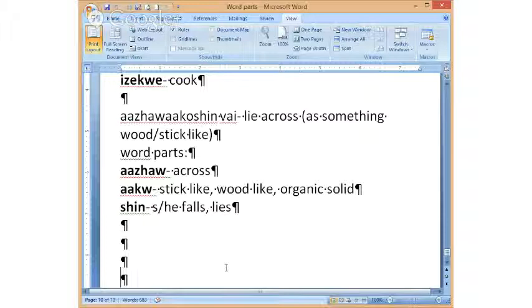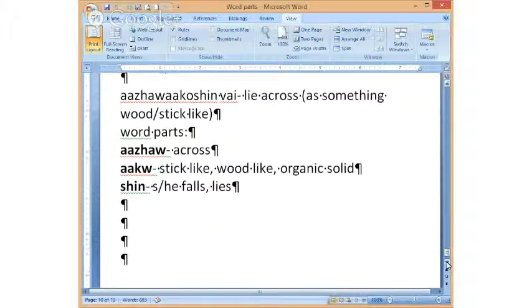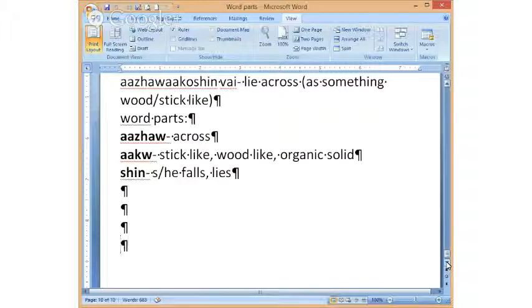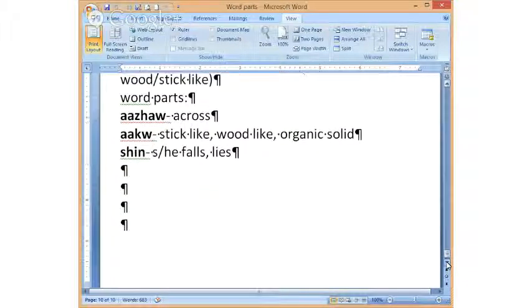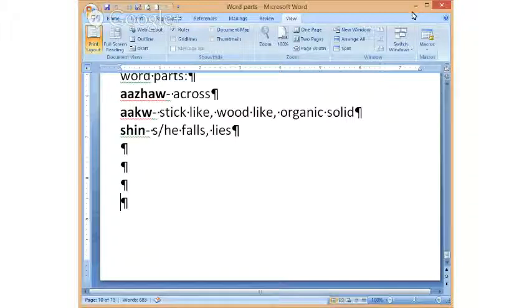Ready for the next word? I am ready. I think that's it. Oh, wow. That was the last word. Wow, it just took three sessions.